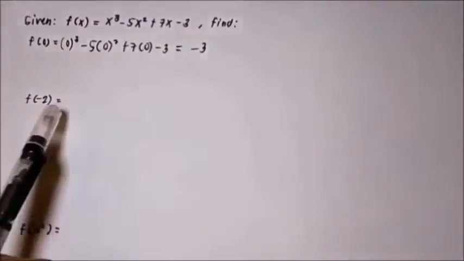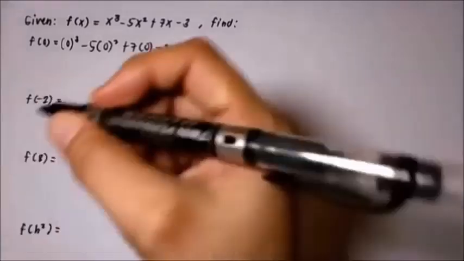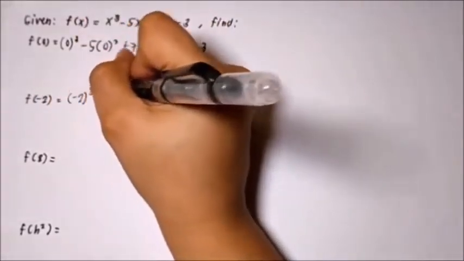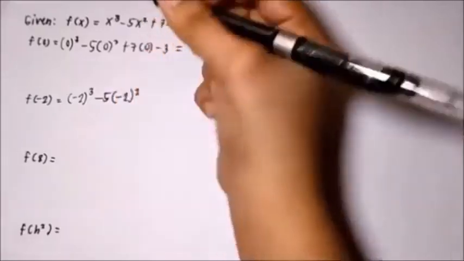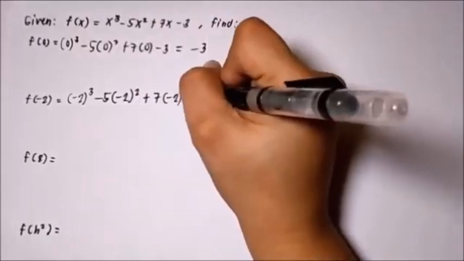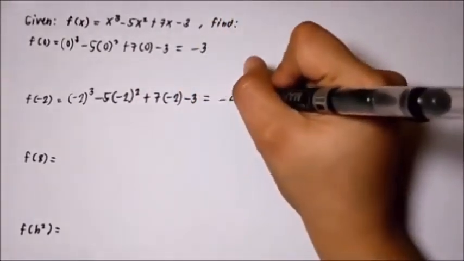Let's have another given: f of negative 2. Substituting negative 2 for all the values of x, we have negative 2 raised to 3, minus 5 times negative 2 squared, plus 7 times negative 2 minus 3. So the result of this is negative 45.